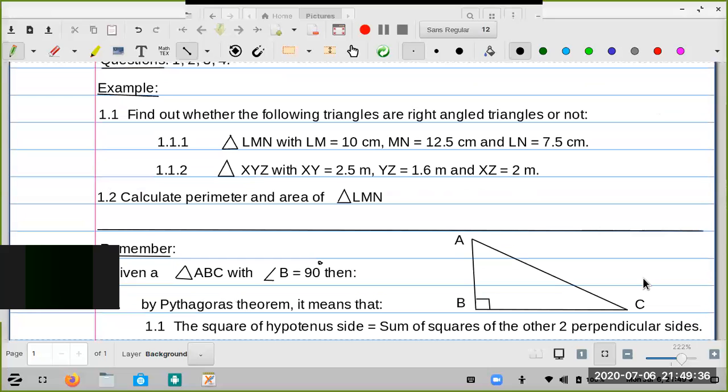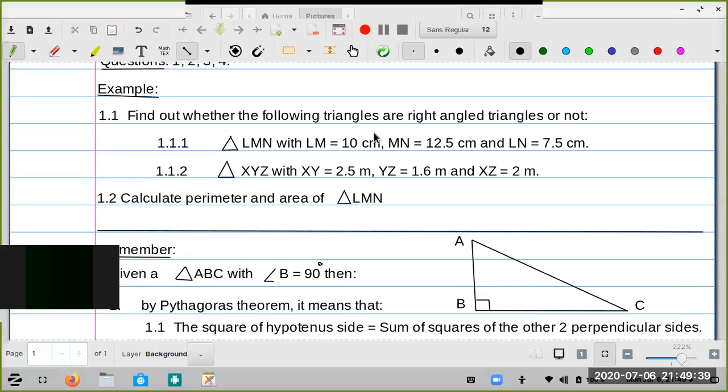We want to find out whether this triangle is a right angled triangle or not. In order for us to make use of Pythagoras theorem, the first thing that we must do is to identify the longest side. We must identify the longest side, then the other two sides, since Pythagoras theorem deals with the longest side.